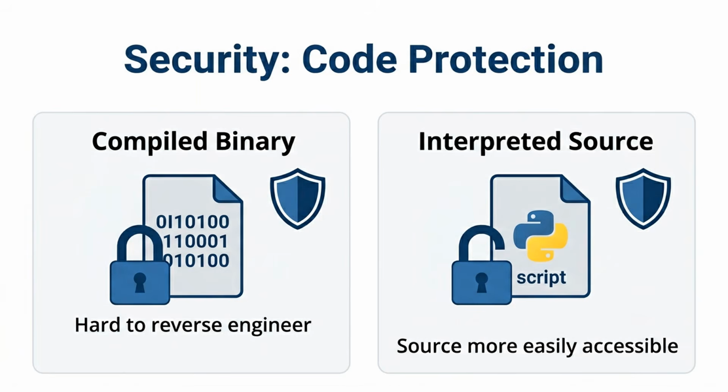Let's quickly touch on security. Compiled code is distributed as a binary executable. If someone gets your compiled program, reverse engineering it to recover the original source code is really difficult, though not impossible. This offers some level of code protection. Interpreted languages, on the other hand, often ship source code directly, or bytecode that's easier to decompile. Python, for example, can be compiled to .pyc bytecode files, but tools exist to decompile those fairly easily. So if protecting your algorithm is critical, compiled languages have an edge here.